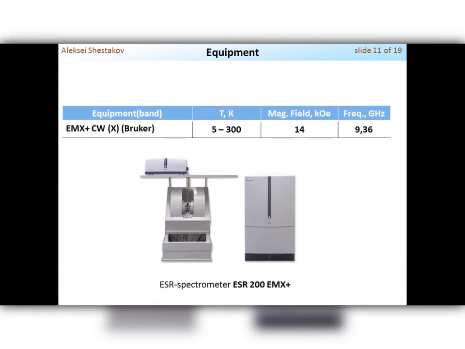The electron spin resonance spectra were recorded using an ER200 SRC, an ESP Plus spectrometer from Bruker, in X-band at a frequency of 9 GHz. Measurements were performed at temperatures from 5 to 100 kelvins, with the magnetic field varying from 0 to 14 kilooersted.